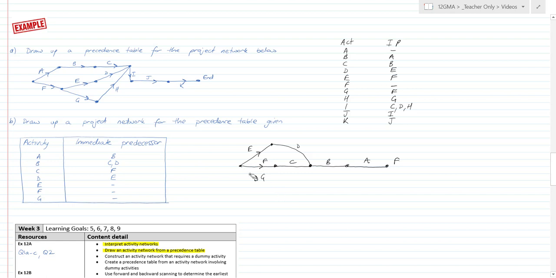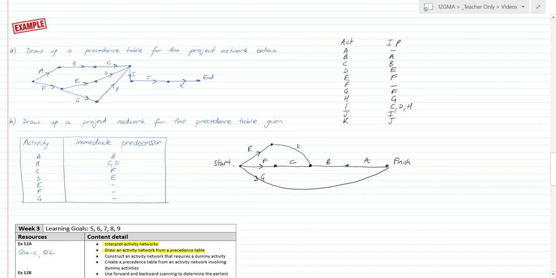I'm actually going to have G. Oh, I've just done that. Can't seem to take it back. There we go. Go all the way to the finish. So here's my start, here's my finish.